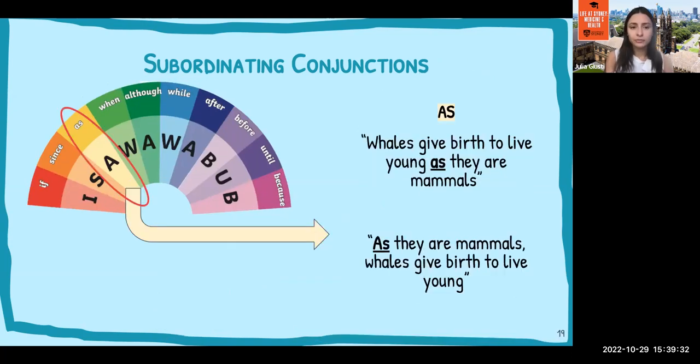Here's an example of using the subordinating conjunction as in a sentence correctly. Whales give birth to live young as they are mammals. Subordinating conjunctions can also be used as the first word in a sentence by flipping the independent and dependent clauses, and this would be, as they are mammals, whales give birth to live young. However, when the dependent clause comes before the independent clause, a comma must be used to mark where the dependent clause ends, as seen on the slide.